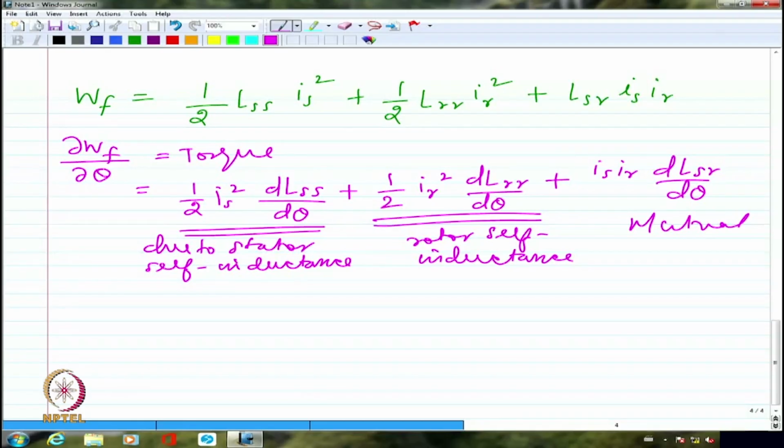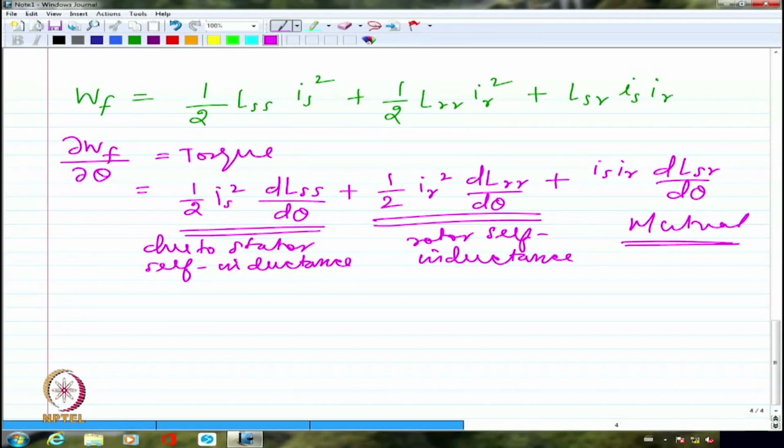If both of them are carrying current, I will definitely have interaction between the stator and rotor currents and their mutual coupling also. That is what is producing the interactive torque finally between stator and rotor, and that happens here. So this is due to the mutual inductance that is coming up between the stator and rotor and the interaction between the stator and rotor currents.